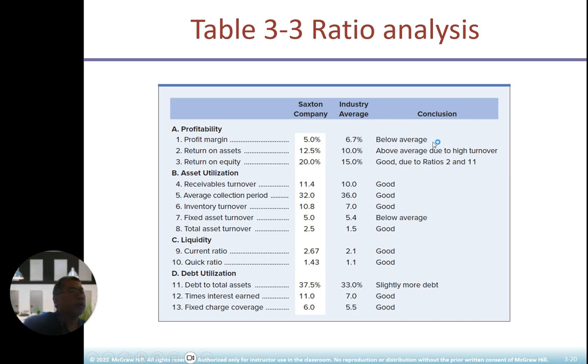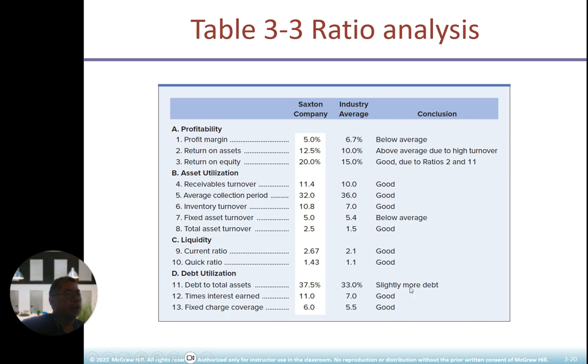Profitability here is below average. This is above average due to high turnover. This is good, to ratios 2 and 11. Asset utilization, they look good here. Below average is here because it's 5 compared to 5.4. Still, asset turnover looks good. Liquidity is a good one as well.